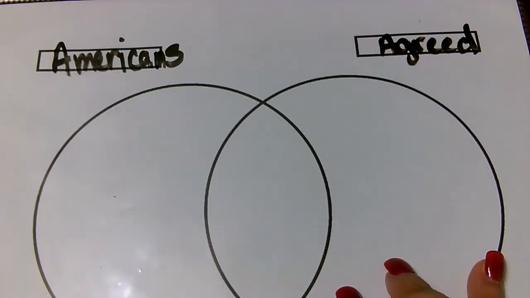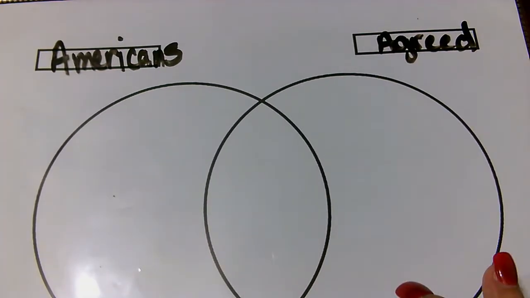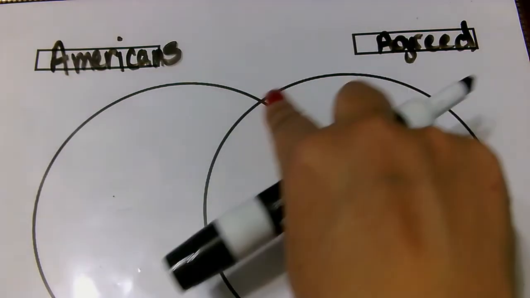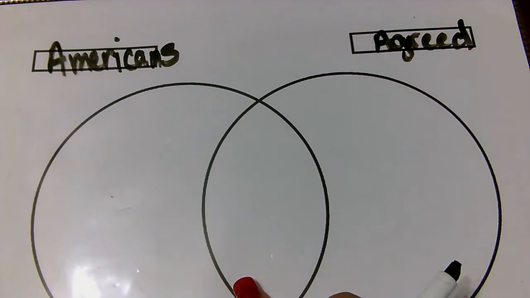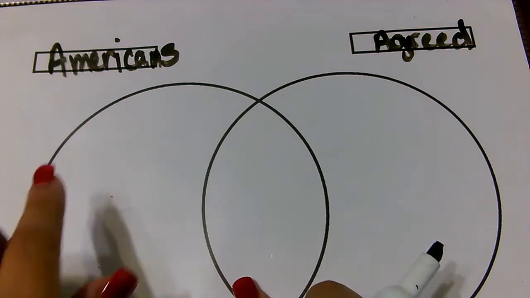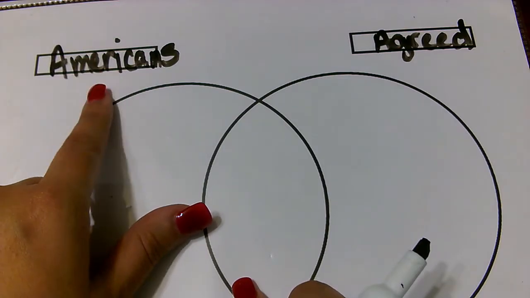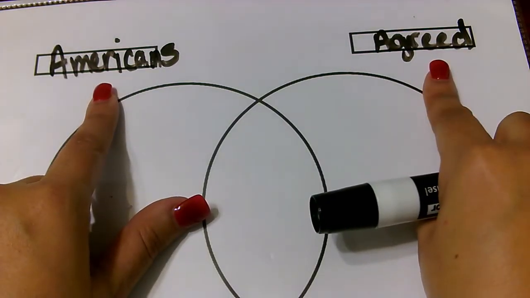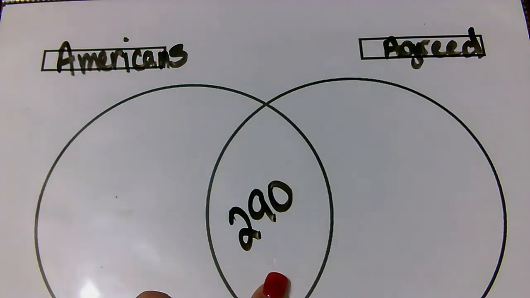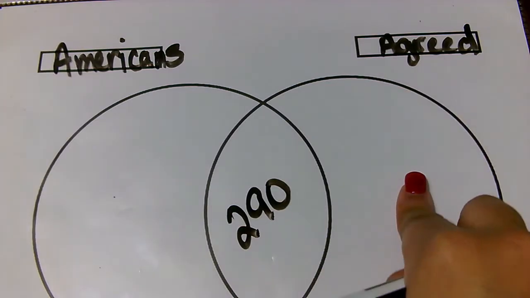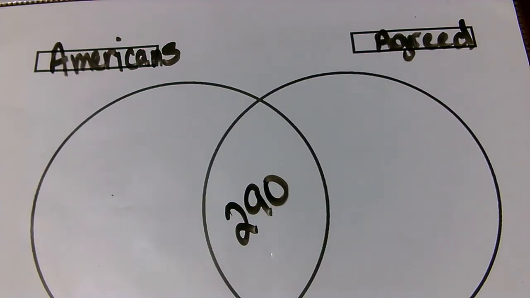Now I'm going to go ahead and read the statement again. It says that the results show 1,040 people agreed. So in my agreed circle, I'm going to have a total of 1,040. It says 290 were Americans. So here we have Americans who agreed. We know that in between it was 290. Now if we go back to the agreed statement, it said that 1,040 people agreed, and we know that 290 of those people were Americans.